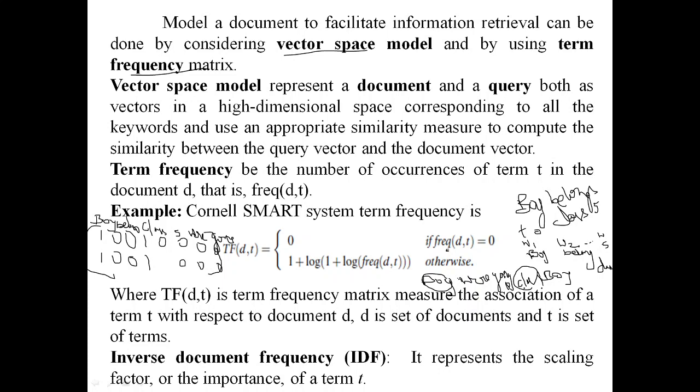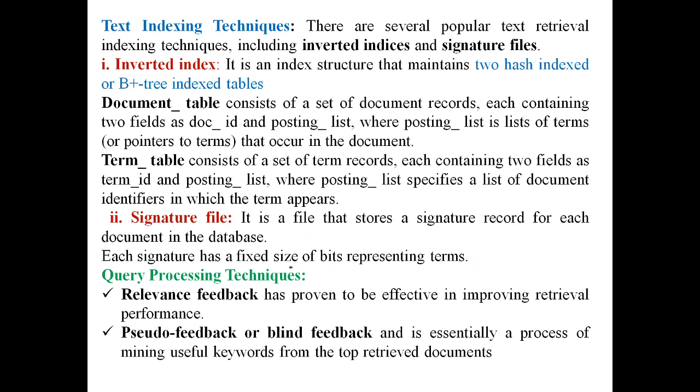occurring, if there are 0 then represent by 0, and if it is 1 then you can give this particular formula. And you can also apply the inverse term frequency also.